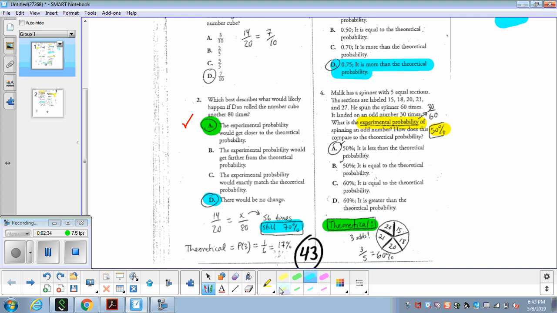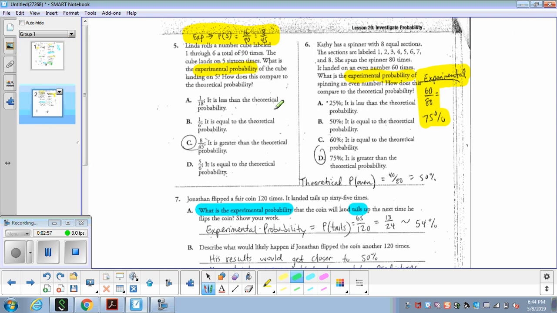Now down here in the spinner, what we can see is that we have 1, 2, 3 odd numbers, and 3 out of the 5 sections is a 60% chance. So theoretically, an odd number has a 60% chance. Now experimentally, it actually happened less than the 60%. So that's answer choice A. All right, let's go to the next page.